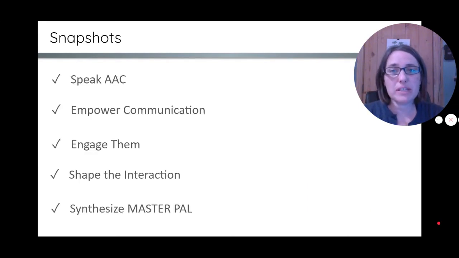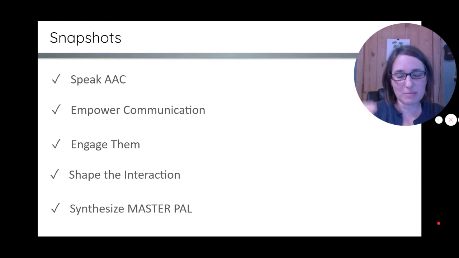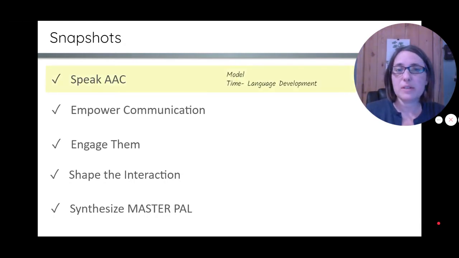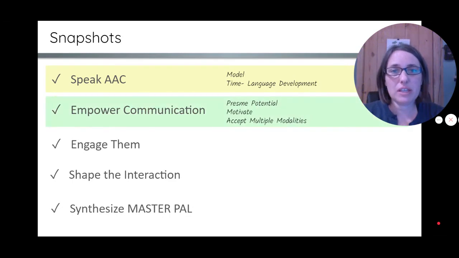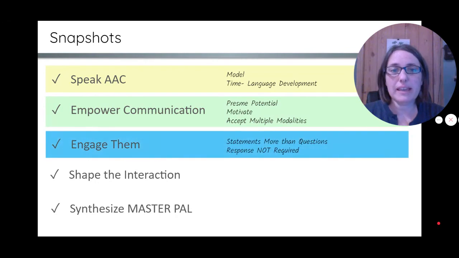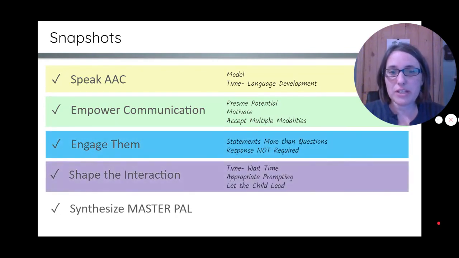So we are going to explore these modules, just a snapshot of each of the modules, and there are some broader topics that they fall under. Speak AAC is the first that we will explore, and this looks at model and time in terms of language development. Empower communication includes presume potential, motivate, and accept multiple modalities. Engage them explores statements more than questions and response not required. Shape the interaction will include wait time, appropriate prompting, and let the child lead.